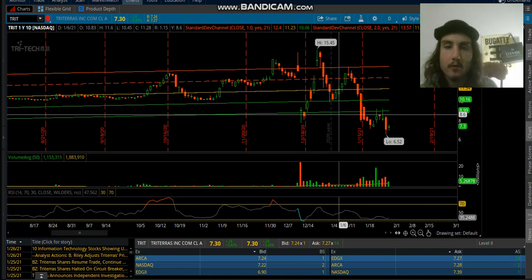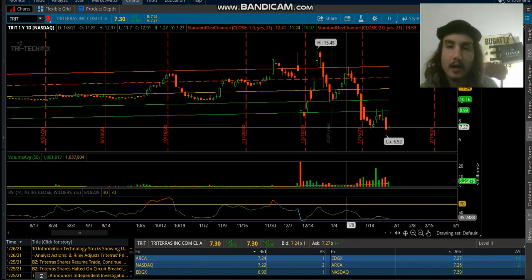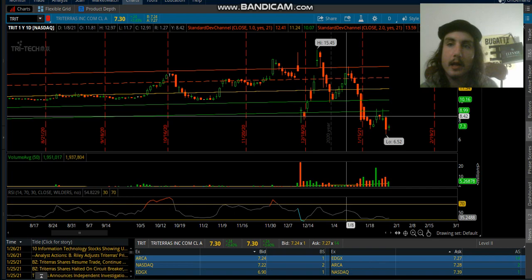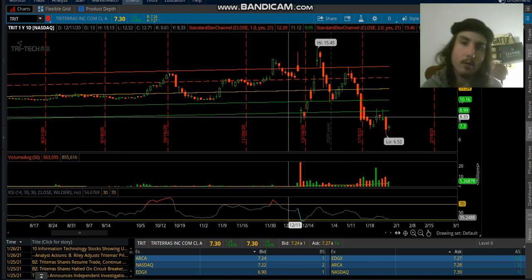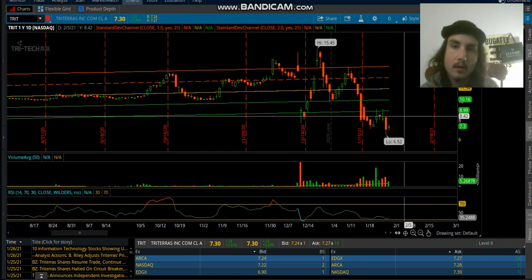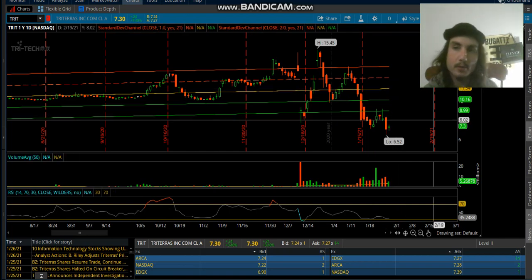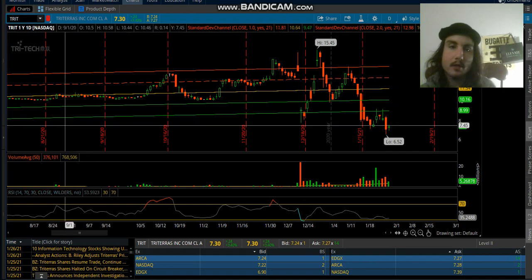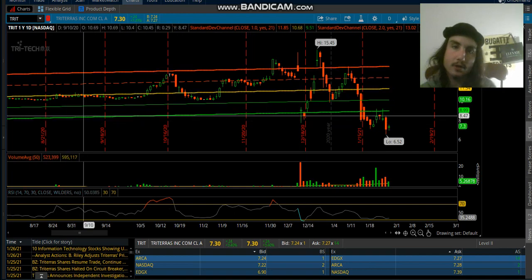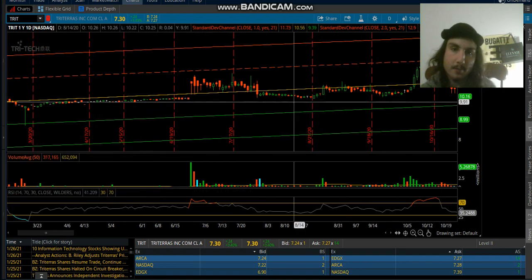Today I'm going to be going over how you can use the standard deviation channels to identify good support levels to get in reversals or strong bounce trades. So for the first example, I'm just going to be putting up a stock here. It's called TRIT. I believe it's some sort of merger. Looks like it was just trading around $10 for a while.